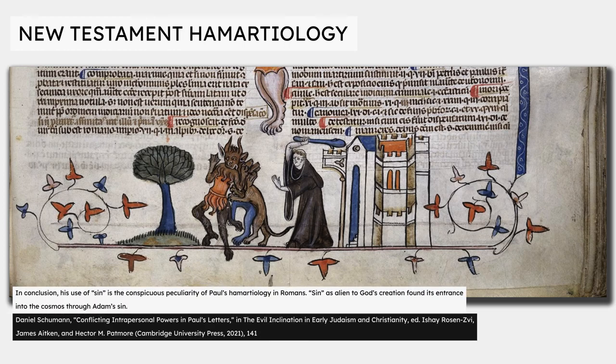Finally, Schumann writes that Paul's use of sin is, quote, the conspicuous peculiarity of Paul's hamartiology in Romans, end quote. As many scholars have noted, whenever Paul discusses the cause of contemporary sin, he uses the word sin in ways in which other Second Temple period writers use the words Satan or the devil. This is trivial to understand from the perspective that Paul did not believe in Satan as a supernatural evil being responsible for either the entry of sin into the world or the contemporary temptation and sin of human beings, but it requires a robust explanation from the perspective that Paul did believe in such a being.